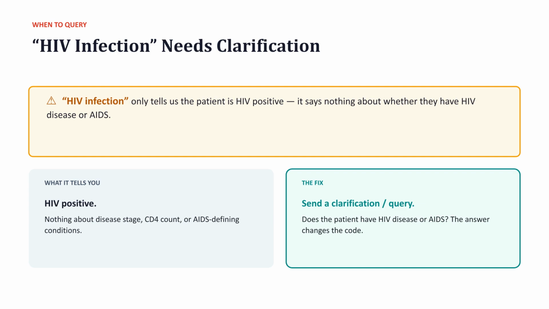When should you query? If documentation says HIV infection, it only confirms the patient is HIV positive. It doesn't clarify the stage, CD4 count, or presence of defining conditions. Use a query to ask if the patient has HIV disease or AIDS, as this answer changes the code.